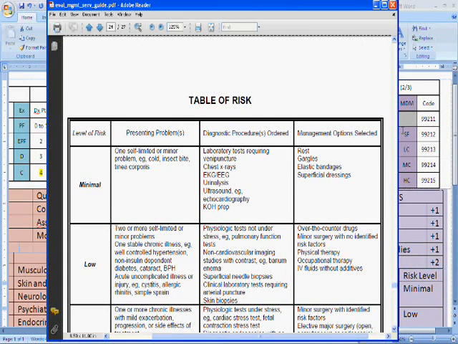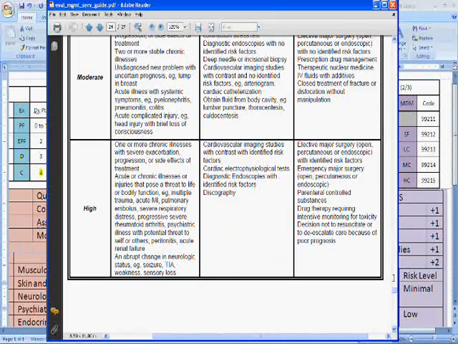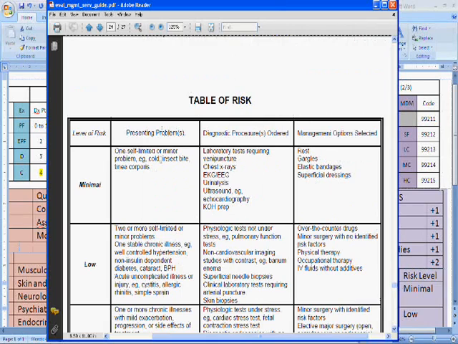This is the full table right here. They're divided into 4 categories. On the left, you can see the level of the risk: minimal, low, moderate, and high. And then you've got the presenting problems as a column, the diagnostic procedures ordered, and the management options selected. The way that you do this is that you find what is the type of presenting problem, what are the diagnostic procedures that were ordered, if any, and what were the management options selected. Now each one of those is going to provide a different level of risk, or maybe the same.